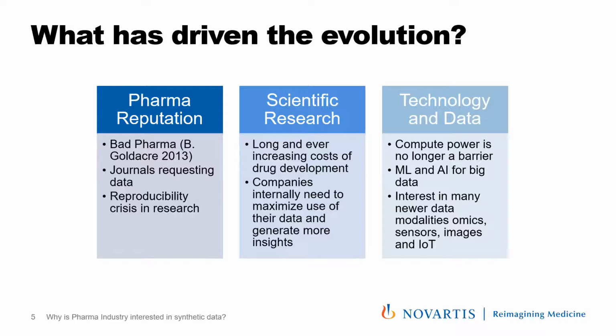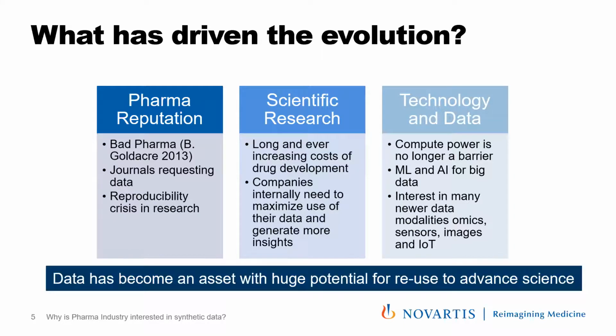Technology and data is another key component. Certainly compute power is no longer a barrier. Also, we have a lot of machine learning and AI expertise. And indeed, I think more and more we have interest in many different newer data modalities and bringing these together with clinical data, such as omics data, sensors, images, and Internet of Things. So really, data has become an asset which has a huge potential in the area of reusing the data to really advance science.